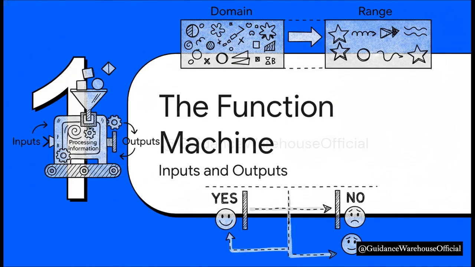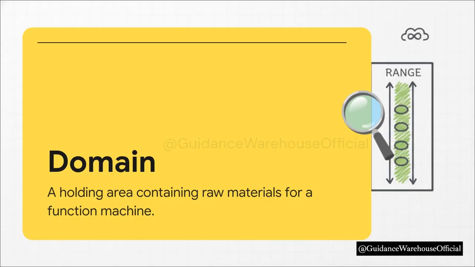Okay, Section 1. The function machine. Let's dive right into this. Before we look at any heavy algebra, we need a foundational, real-life analogy to understand how mathematical functions actually process information. Think of a function like a giant manufacturing machine in a factory. The domain is your first holding area. It contains literally all the raw materials, the input values that the machine is physically allowed to accept.